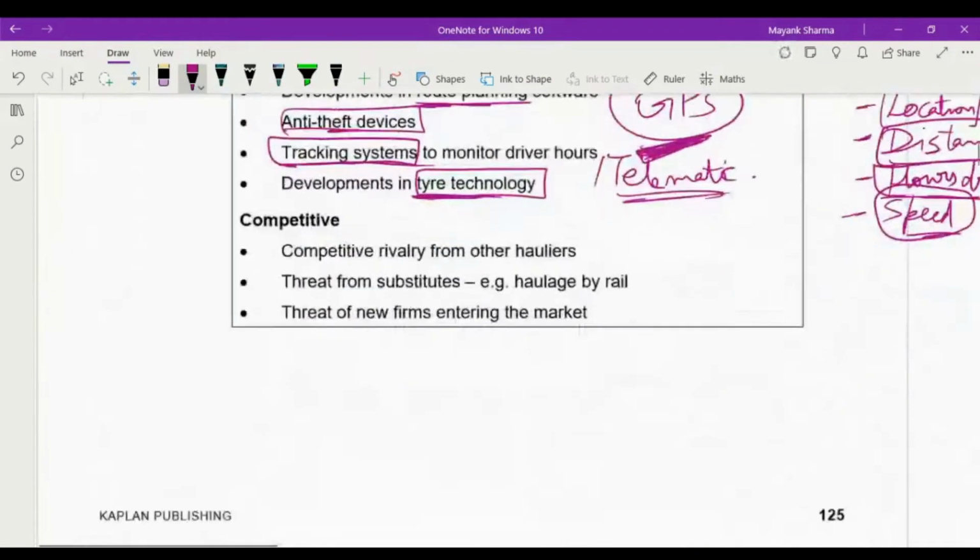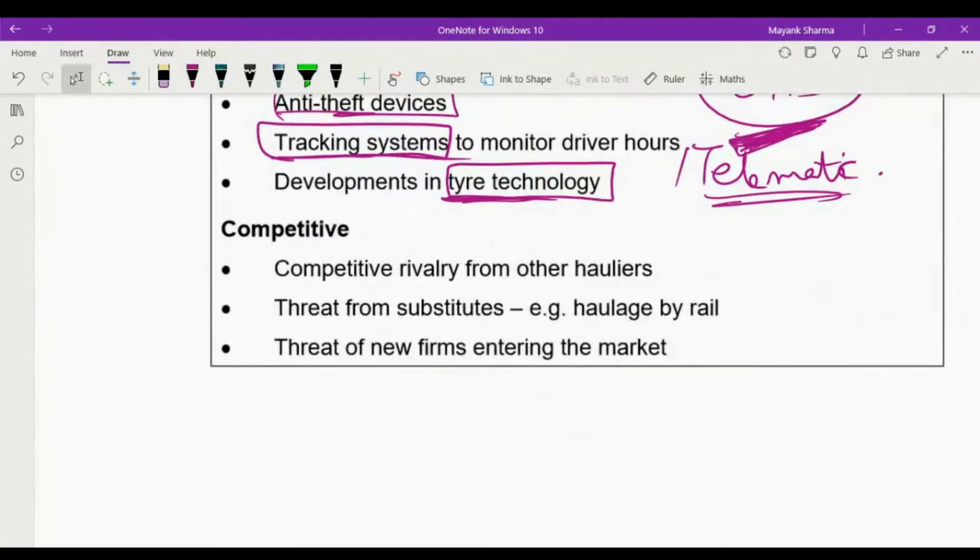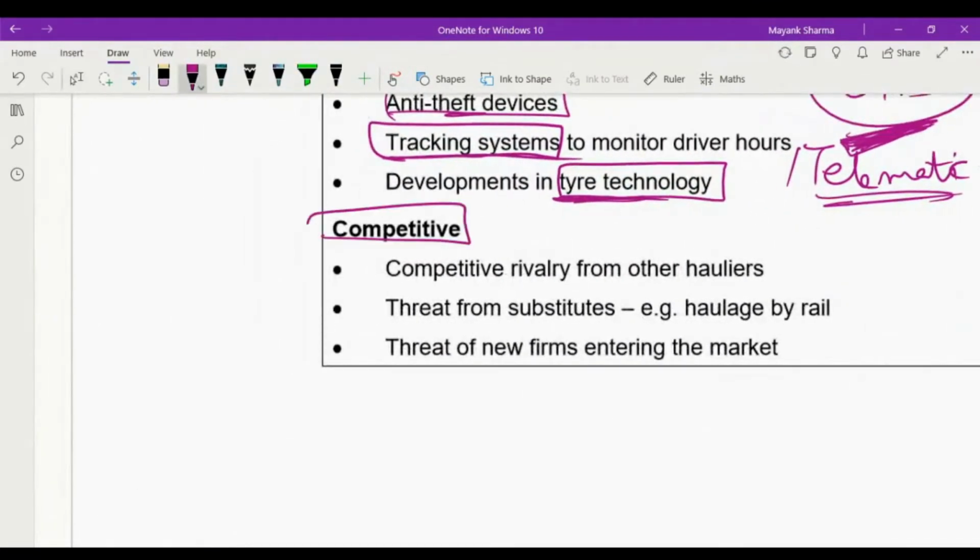Similarly, the competitive environment. It is not covered under PESTLE, but still it is a factor of the external environment which impacts you. So, competitive rivalry among other haulers: how do they perform? Do they treat each other as competitors, or as a community? It will depend, and accordingly, it will impact the business also.